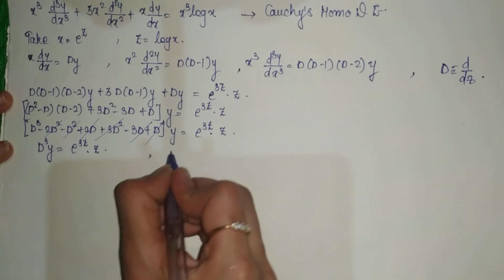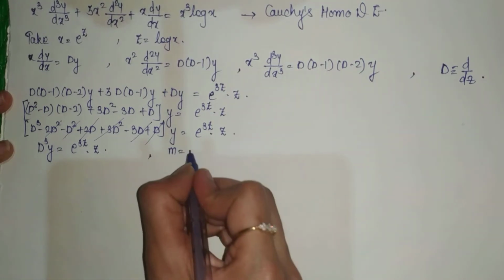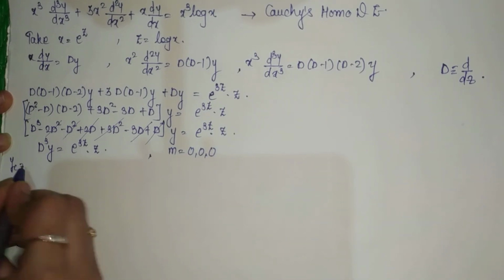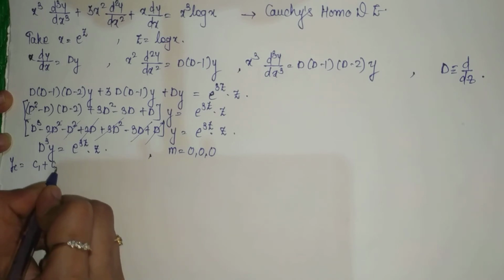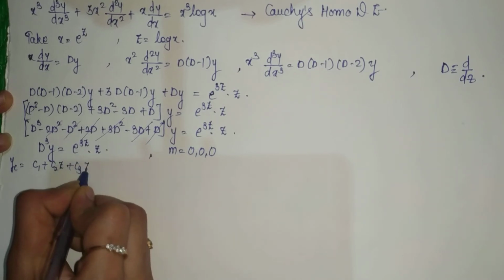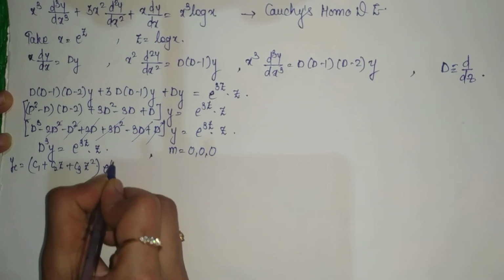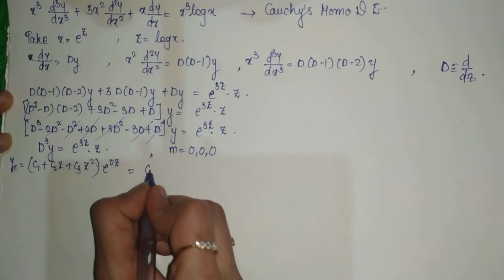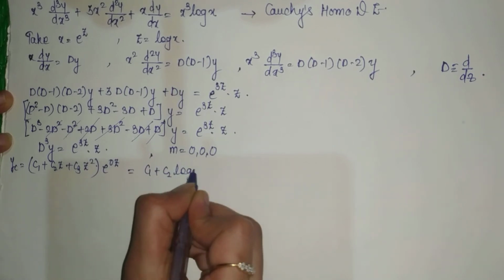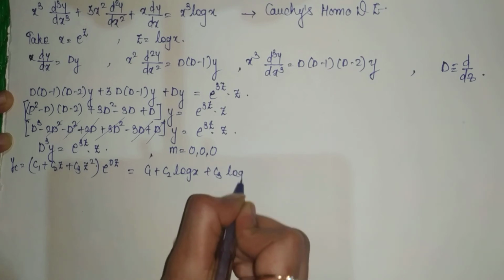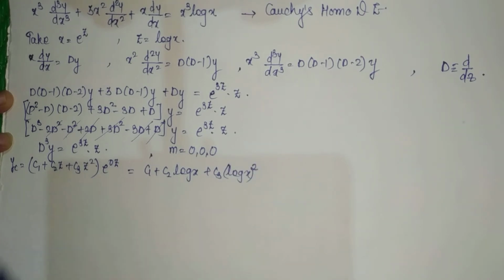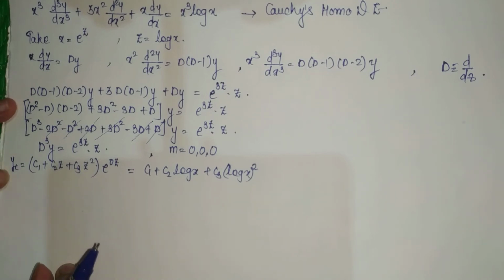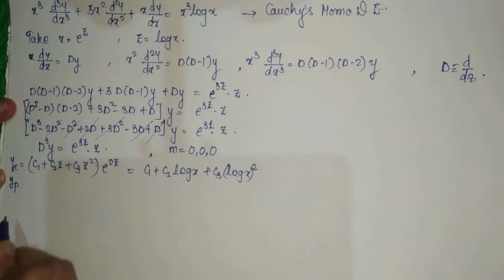Okay, so you can find the roots of the complementary function. D³ is equal to 0. That means 0, 0, 0. It's repeated 3 times. So we can say yc is c1 + c2 z + c3 z² over e^(0z). Okay, so now let us replace z in terms of x. So we will get c1 + c2 log x + c3 (log x)², and anything raised to 0 is 1. So this is my required complementary function. Now let us find out the particular integral.